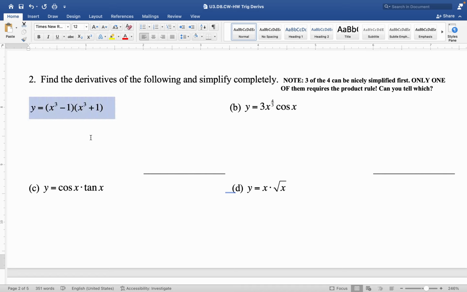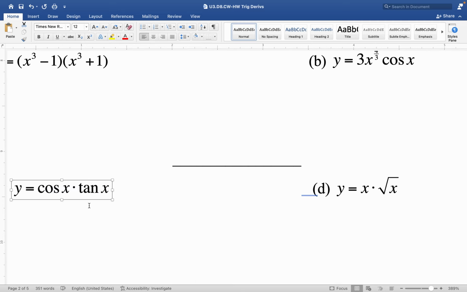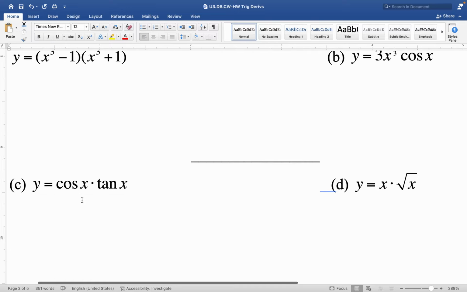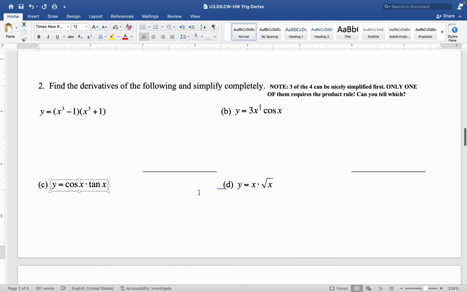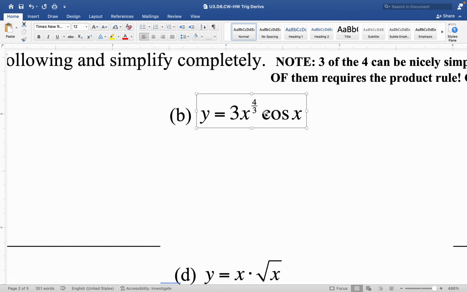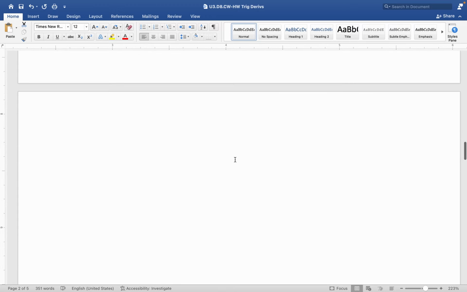This one here can just be FOILed out. It FOILs out very nicely, and then you can take the derivative. This one here, x times root x, that's just x times x to the 1/2, which is x to the 3/2, right? That's very easy to find the derivative of that, right? That's just 3/2 x to the 1/2. Don't use the product rule on this guy. This guy here can be simplified as well because tangent is actually just sine over cosine. So if you make that replacement, the cosines will cancel and you'll just get sine. This guy, on the other hand, really does require the product rule. No way of getting around that.